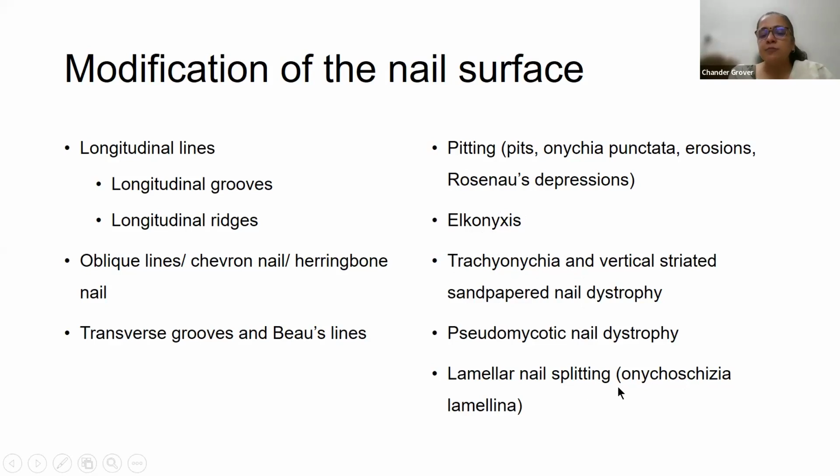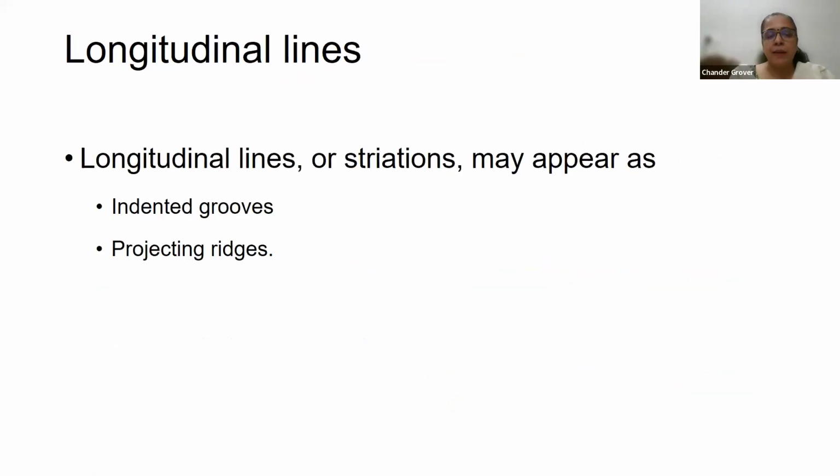Then lamellar nail splitting, or onychoschisis lamellina, or onychoschisis simply, is something which is producing a separation of the layers of the nail plate. We'll go over them one by one so you understand better.